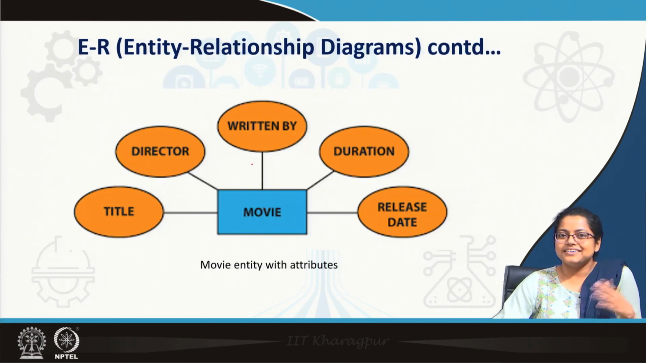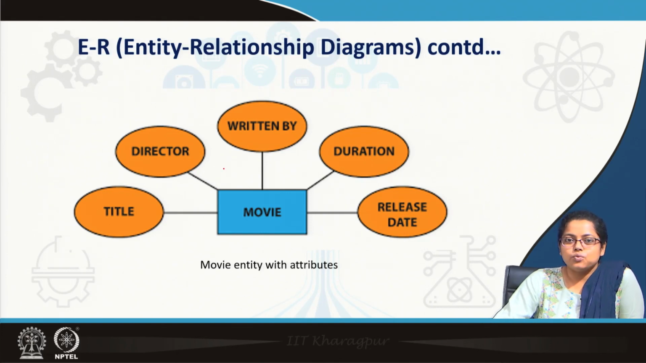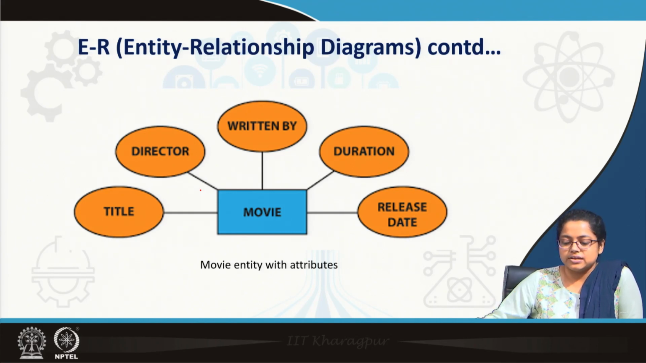In the previous lecture, we had spoken more about the student entity and we had said that an entity could be anything. So, today we will talk about movie as an entity. A movie entity with its attributes. Here we see different attributes such as the title of the movie, the director, the writer, duration, release date. We could have n number of other attributes such as the box office collection, the music director, and so on. All of these are characteristics or attributes of the entity movie.